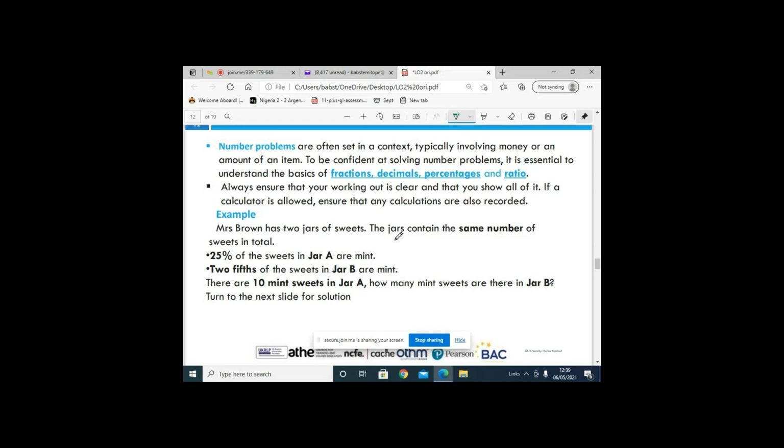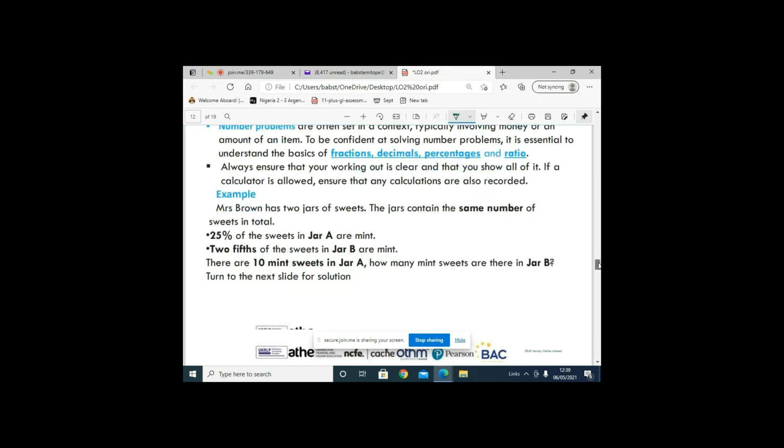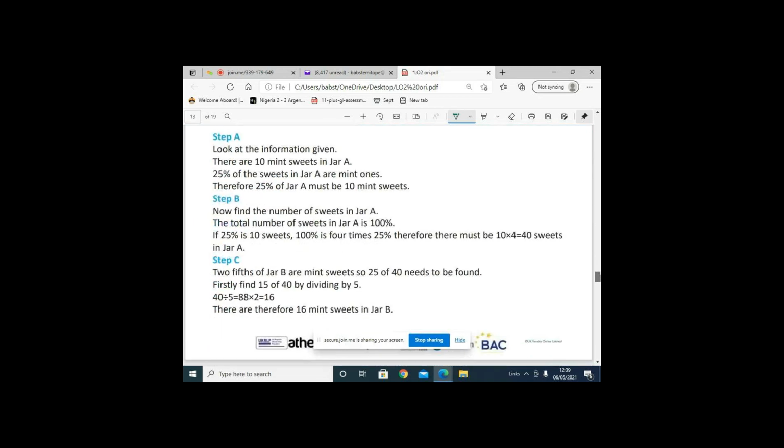Yes. So when you say 2/5, 2/5 means... Yes. So there are 10 mint sweets in the jar. So that asks you to find what? How many mint sweets are there in jar B? So let's look at the slide for the solution.